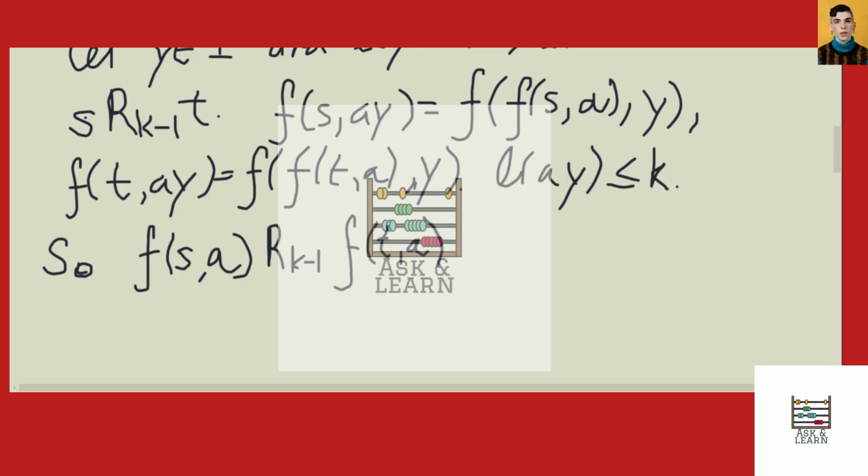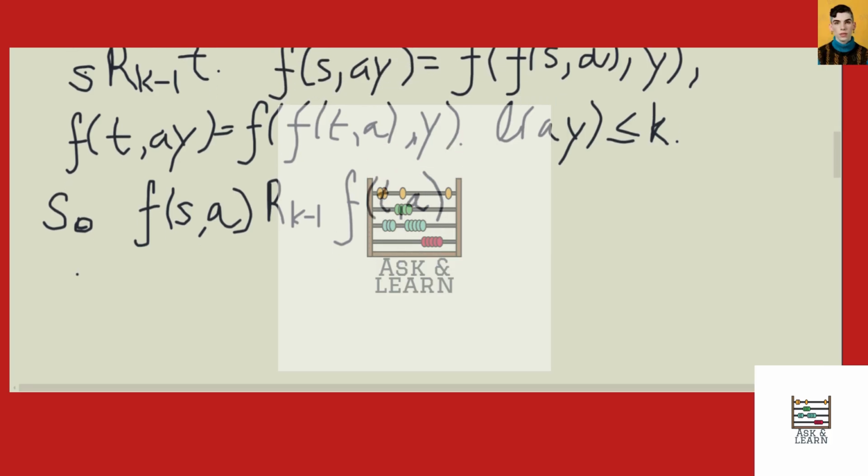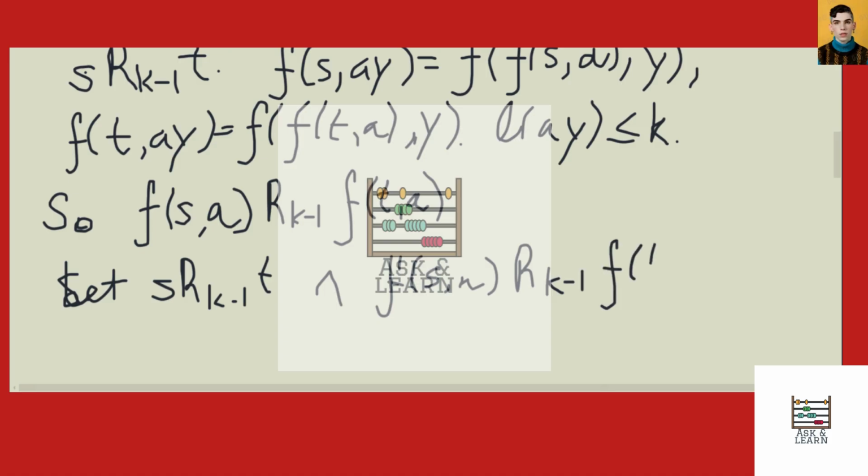So that proves one direction. Now let's suppose instead S is k minus 1 related to T, and that f of SA is k minus 1 related to f of TA for all inputs A. Then it follows that f of Sx and f of Tx are both final states, or are both not final states.